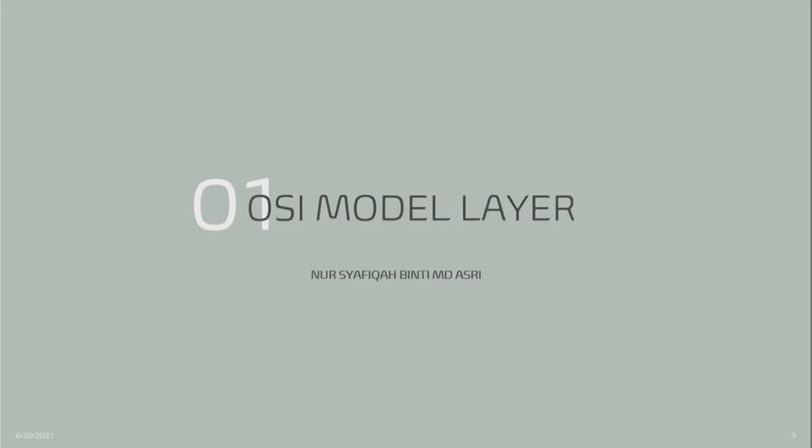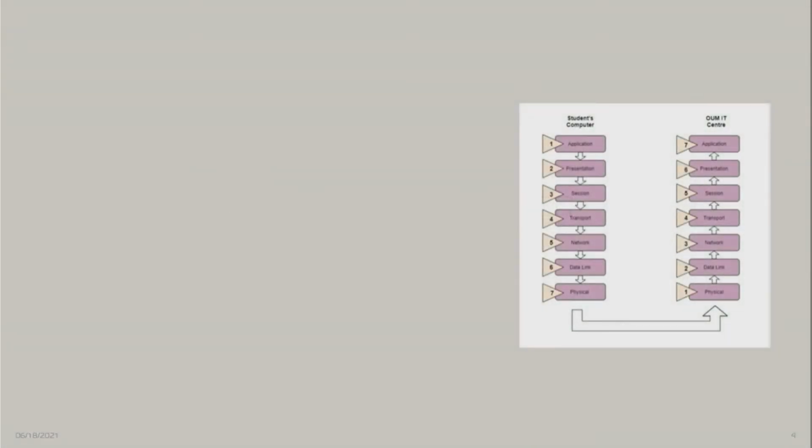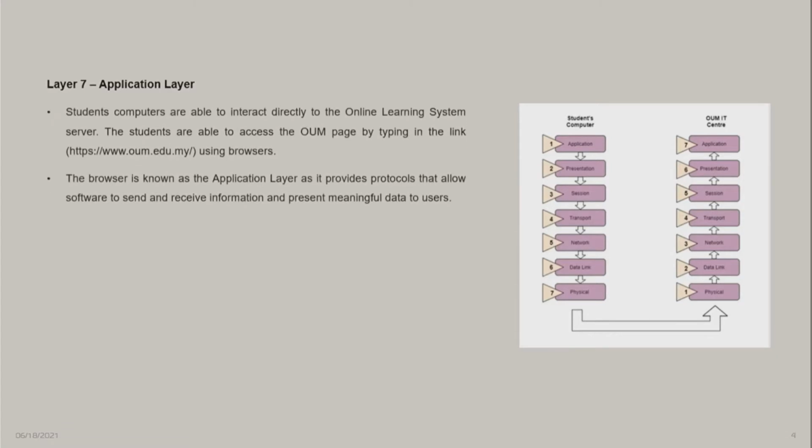I will be explaining about the OSI layer model. Based on the OSI model, the topmost layer, or the seventh layer, is the application layer. The application layer is the layer that the students' computers use to interact directly with the online learning system server, which is in the OUM IT center according to the given scenario.